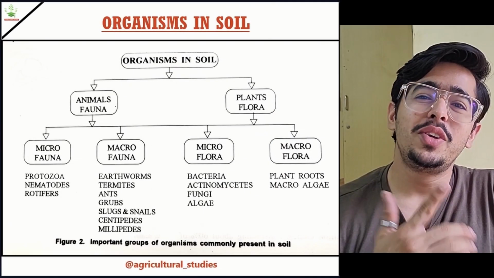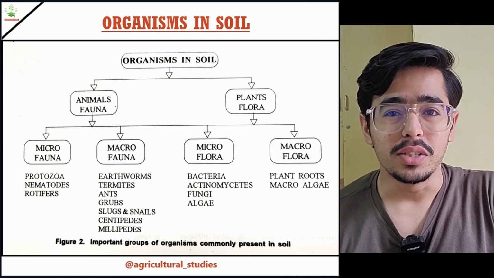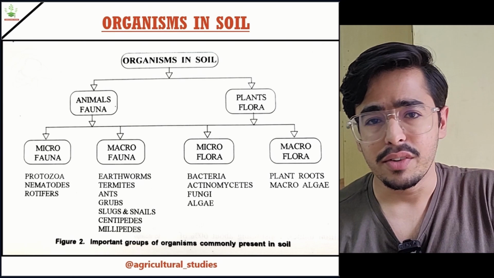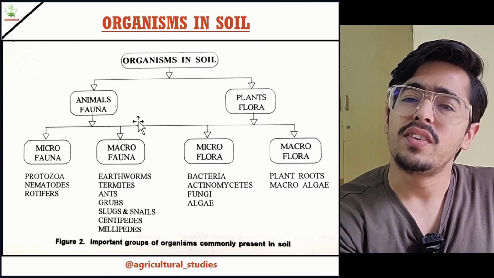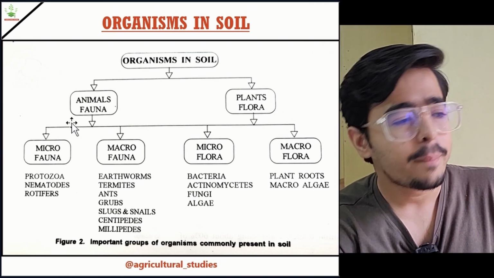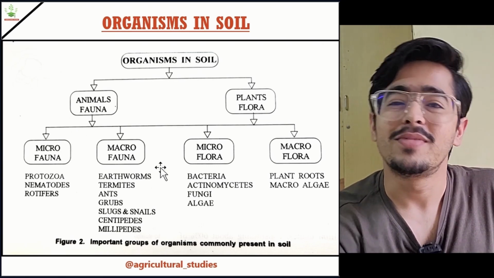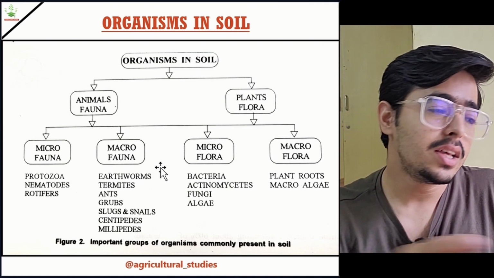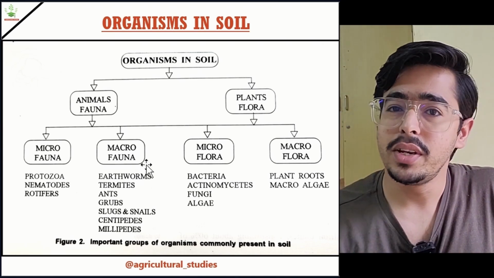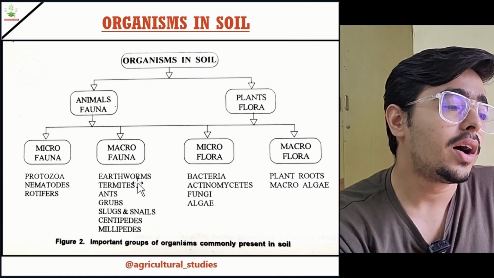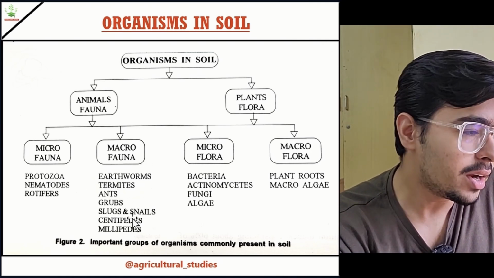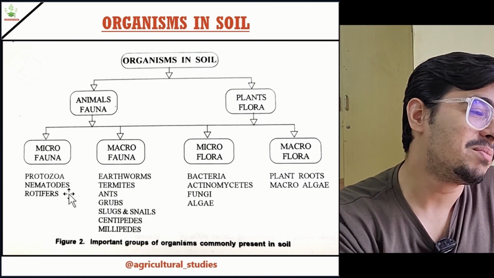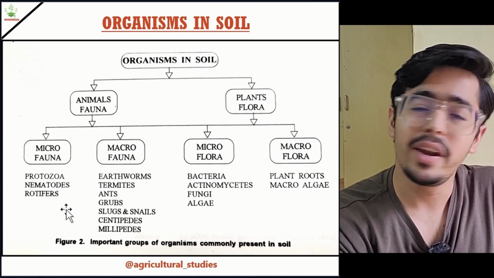As I told you in the previous video, we discussed the classification of soil organisms, and the soil organisms are mainly divided into two parts. The first one is animals and the second one is plants. The animals are termed fauna and the plants are termed flora. Fauna are subdivided into two parts, micro and macro. Micro means not visible with naked eyes, and macro are those which can be seen with our naked eyes. The macrofauna are earthworms, termites, grubs, slugs, snails, centipedes, and millipedes. The microfauna are protozoa, nematodes, and rotifers.